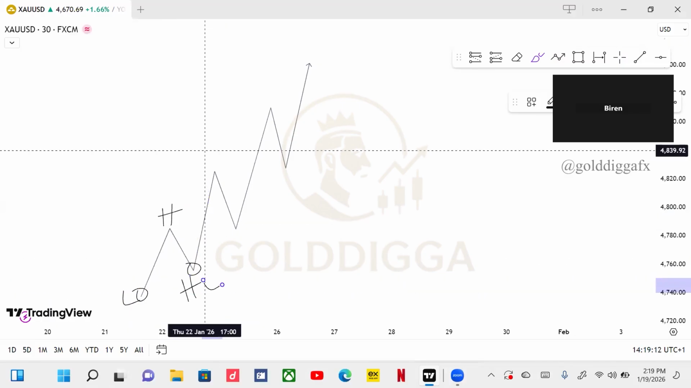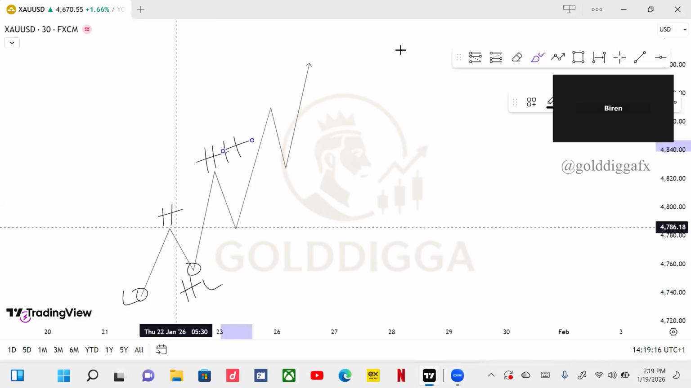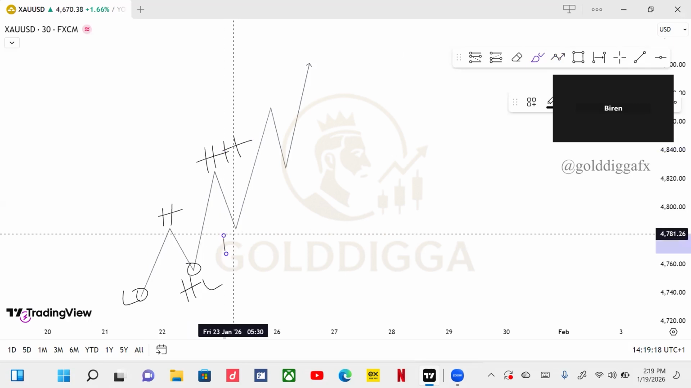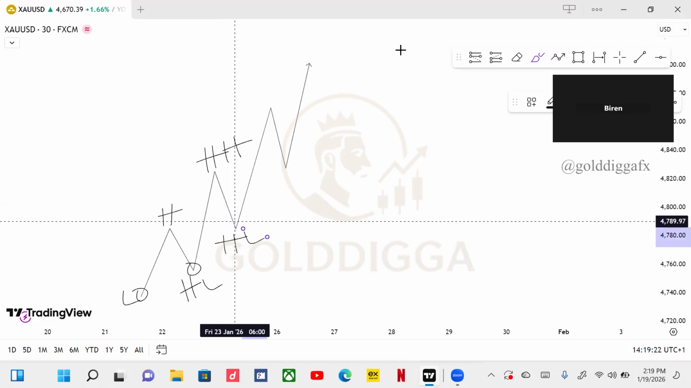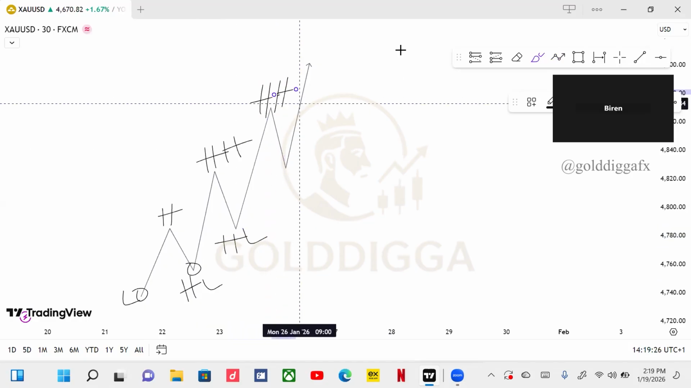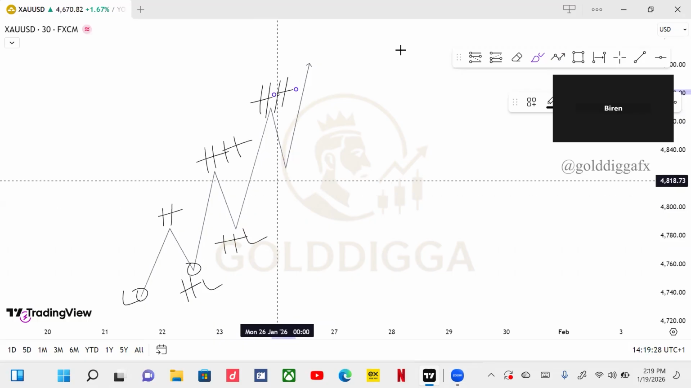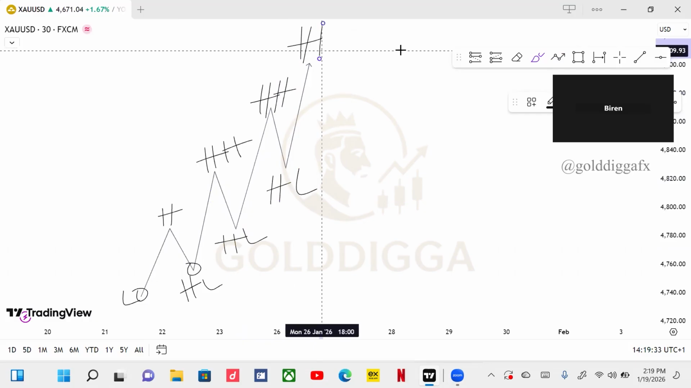Then we make what? A higher high, because this high is higher than this one. Then we make another higher low, because this low is higher than this one. Then this low makes a higher high. Then this one here makes a higher low and a higher high. So this is what market structure is.